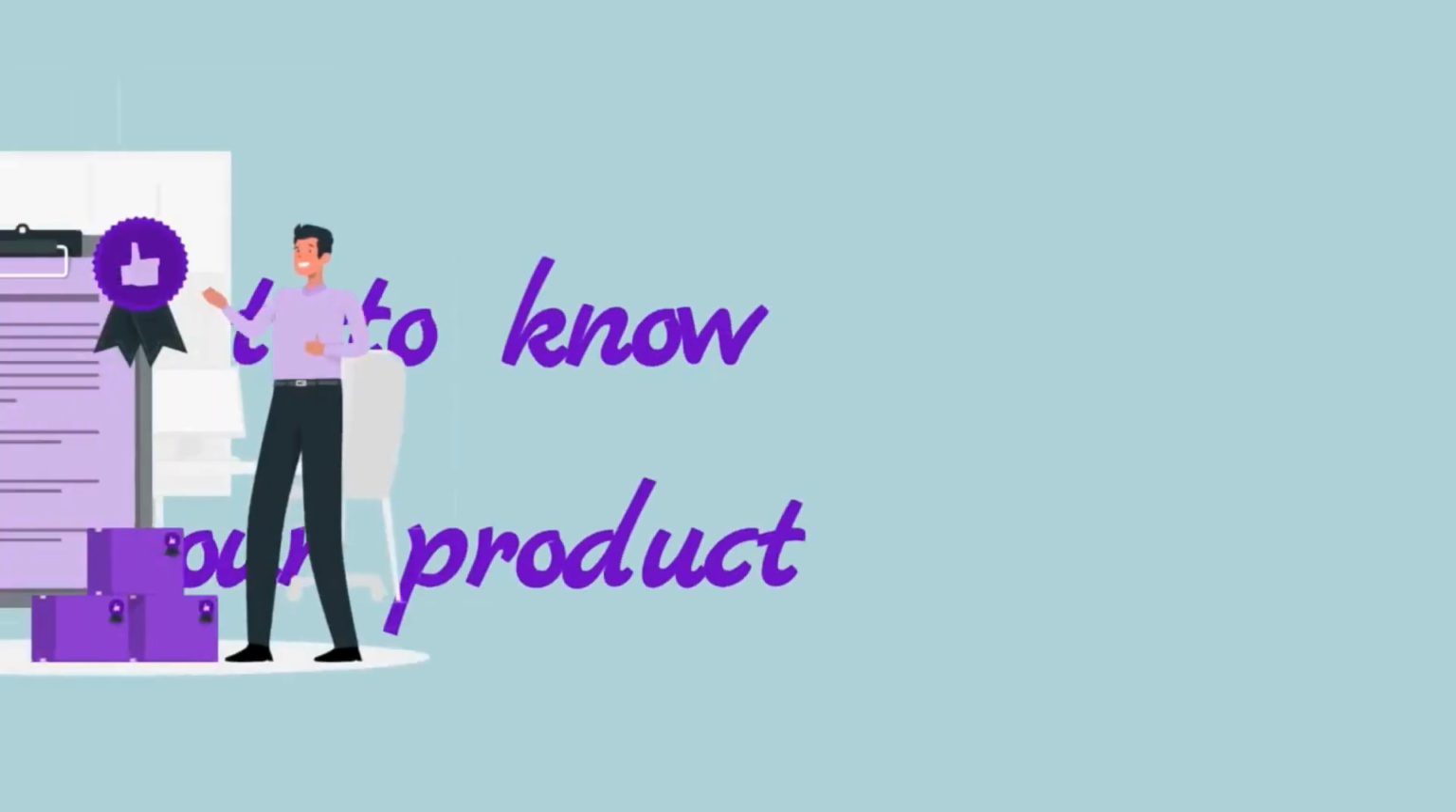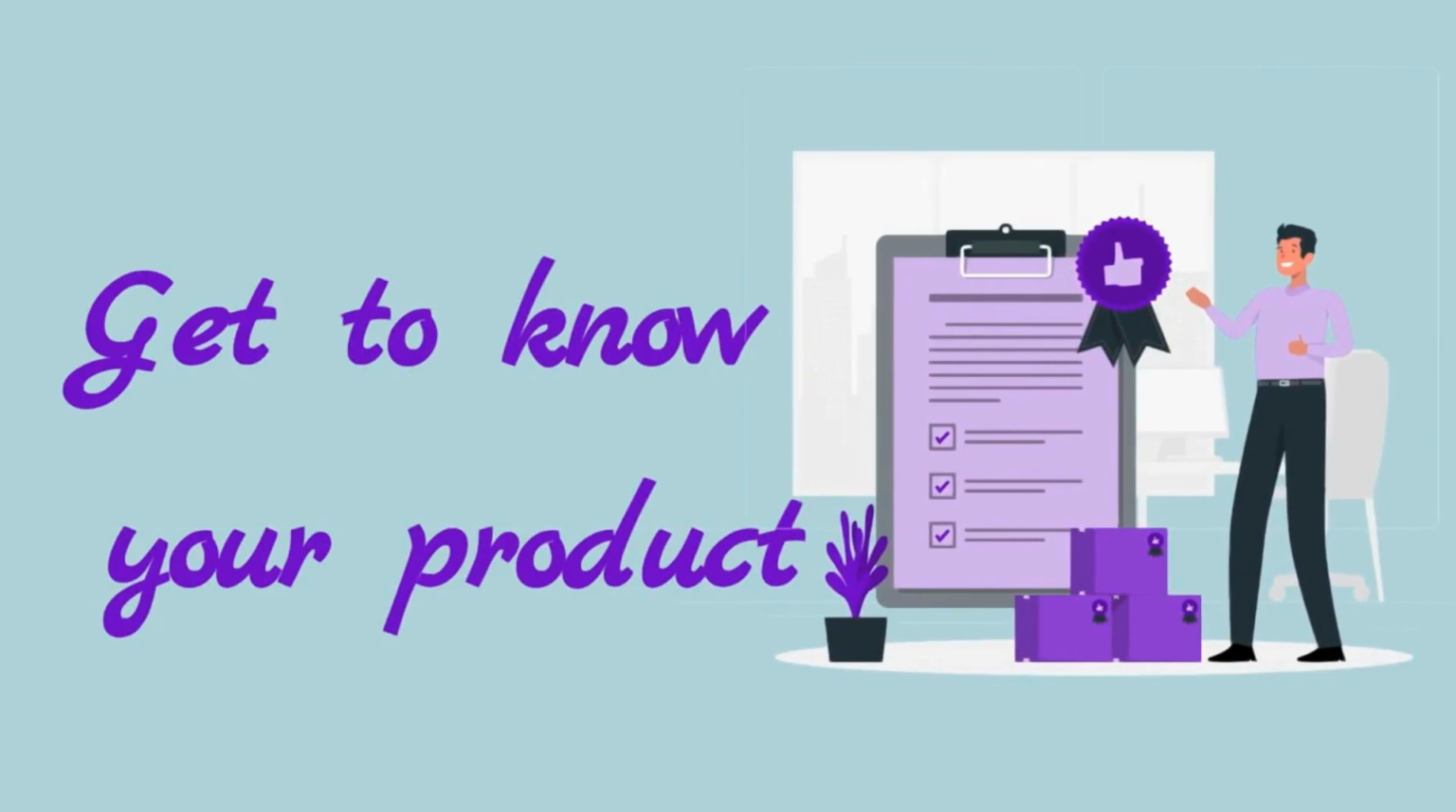Step 1. Get to know your product. Start by understanding your product's features, benefits, and unique selling points. Compare its strengths, weaknesses, and unique factors with competitive products in the market right now.